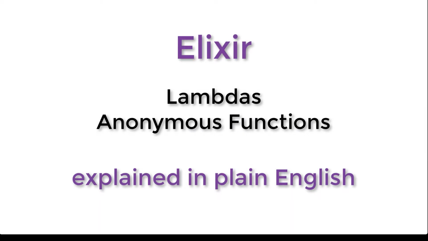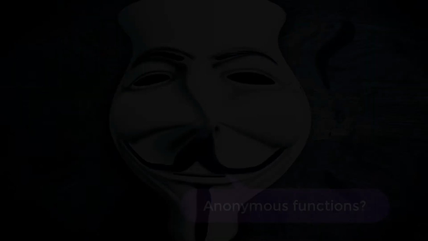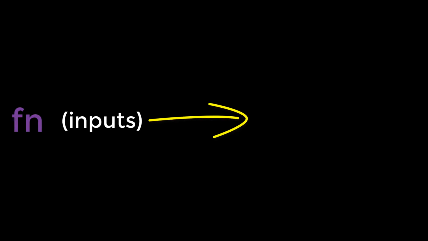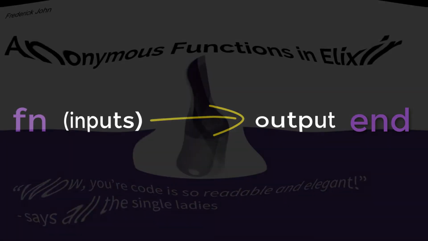Today we're going to be taking a look at lambdas, also known as anonymous functions. What is an anonymous function? It starts out with the letters fn. This is like telling Elixir, I'm creating a function. Next come the inputs, also known as the arguments. The right arrow precedes the function body. It could also be read as yields. After that comes the output, which is the logic of the function. Finally, the function ends with the word end.